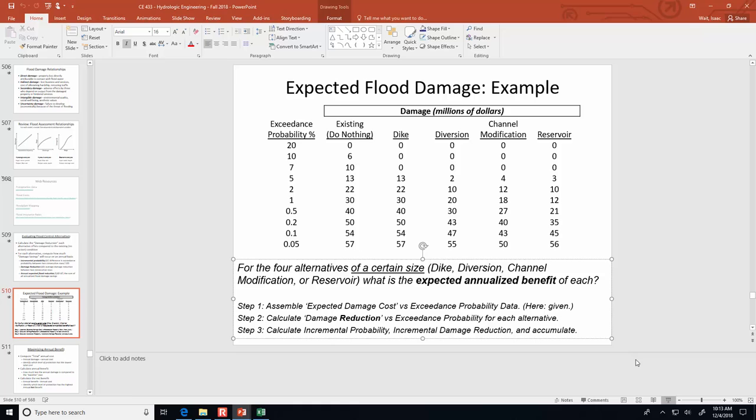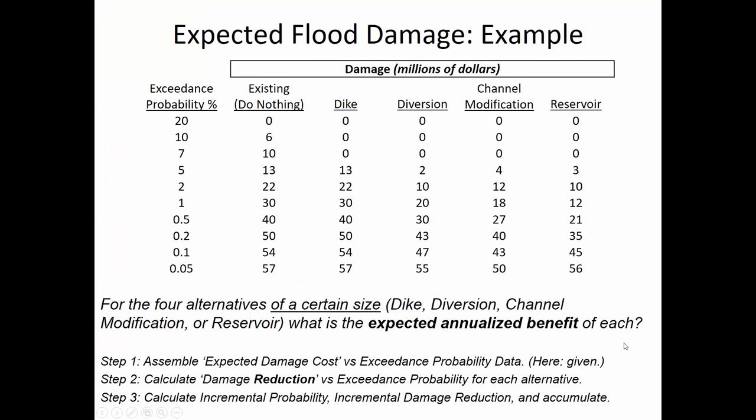All right, so I alluded to the fact that this is only calculating the benefits, but we also need to factor in the cost of providing certain levels of protection. So before we move on to this next example, are there any questions about this one?